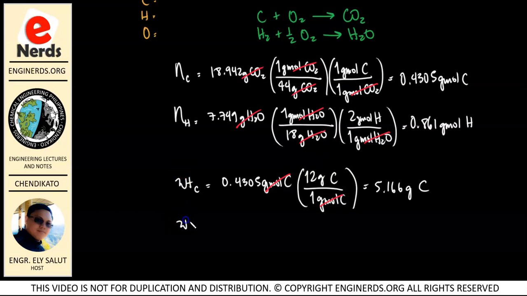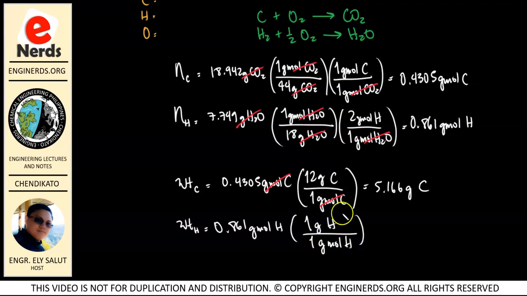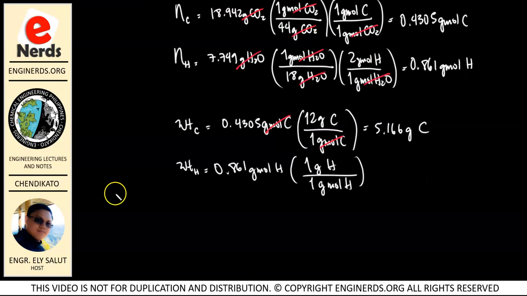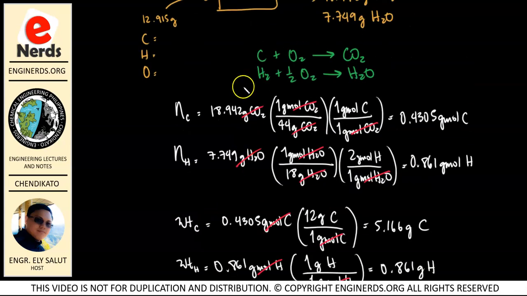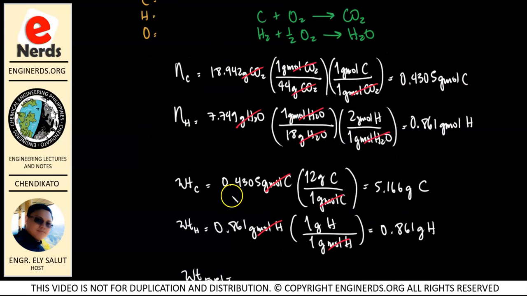How about the weight of our hydrogen sa ating fuel? So, we have 0.861 gram mole of hydrogen. So 1 gram mole of hydrogen is equal to 1 gram of hydrogen. So 1:1 lang tayo dyan, ano? So this will be cancelled out. Therefore, ang answer natin here will be 0.861 grams of hydrogen. So, ang weight ng ating fuel is equal to 12.915 grams, diba?